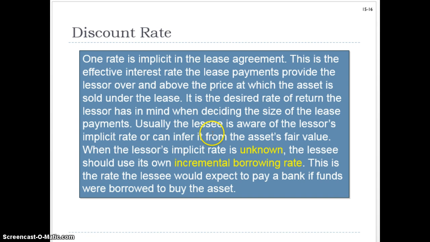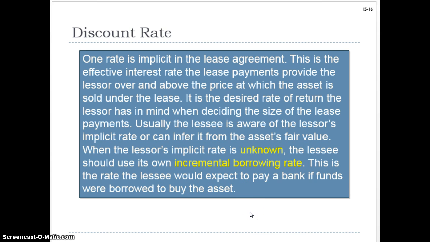As it says, usually the lessee is aware of the lessor's implicit rate or can infer it from the asset's fair value. But if the lessor's implicit rate is unknown, okay, so they don't tell the lessee, there's no way to know what interest rate they're using, the lessee should use its own incremental borrowing rate. And an incremental borrowing rate is the rate the lessee would expect to pay a bank if they instead borrowed funds to buy the asset.